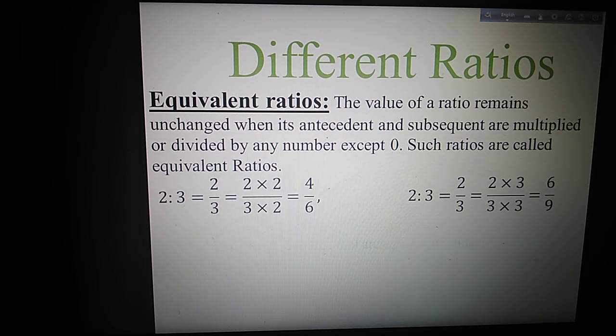So we can say 2:3, 4:6, and 6:9 are equivalent ratios. That means whatever 2:3 it is, 4:6, and it is 6:9. We can get a numerous number of equivalent ratios of 2:3.